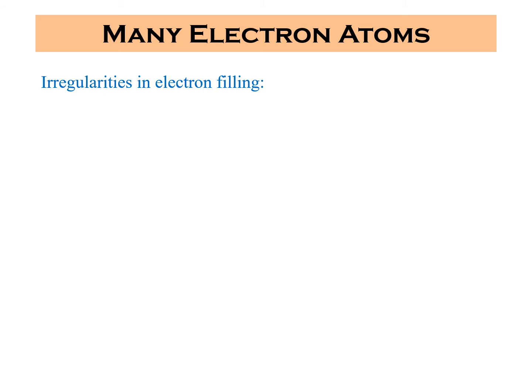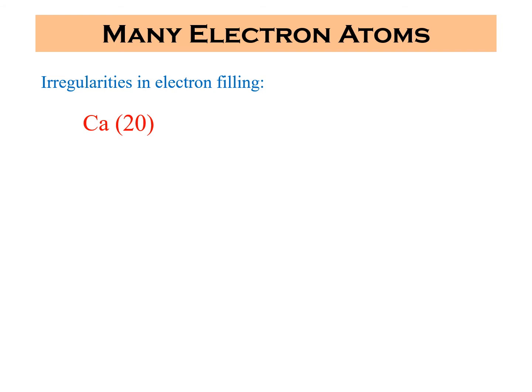Now, the above principles along with Hund's rule can predict the exact electronic or exact energy state of different electrons, but let's take an example.